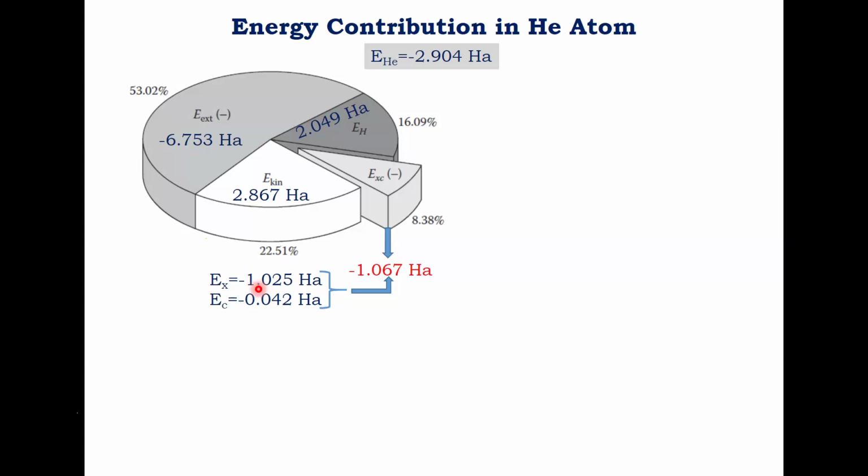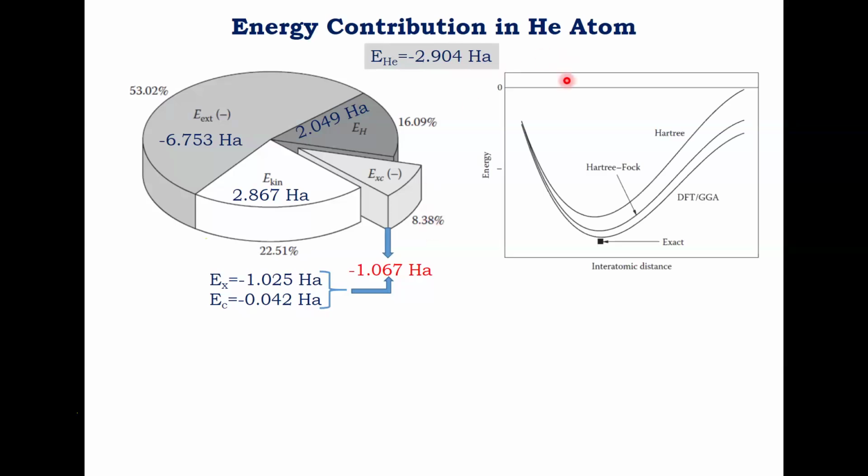So if you see the energy decomposition in the case of the simplest many-body system, that is helium, 53% is the external energy, 16% is the Hartree energy, and 22% is the kinetic energy. And the exchange correlation energy, which is interacting and also unknown, is only 8.38%. It is very small compared to the total energy of the many-body system. Mainly the energy is constituted by the electron-nuclear interaction.